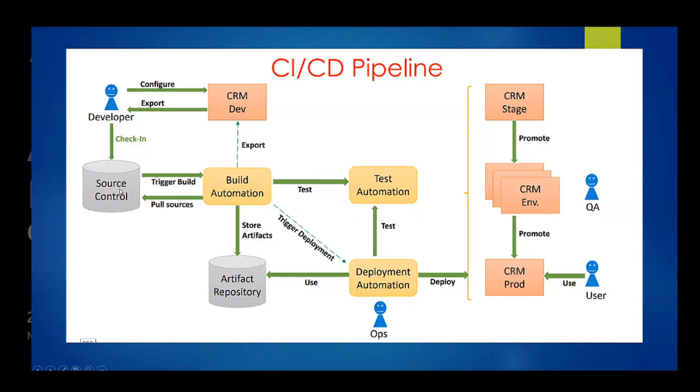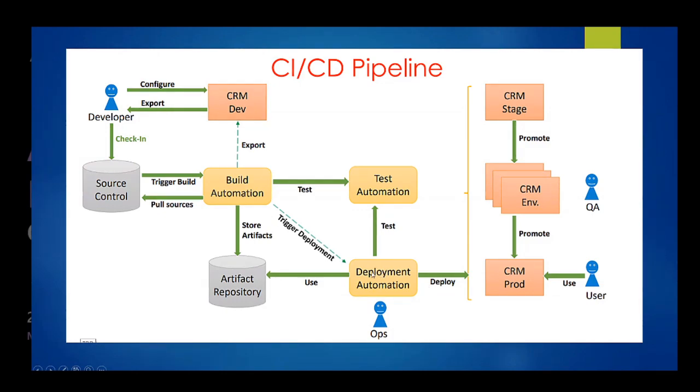Once the code is moved into the source control, the VSTS build definition automatically triggers, and with the solutions in the source control, it forms the CRM solution and moves it to the artifacts repository. We also have a test automation framework which we have written that triggers based on the VSTS build definition, does the test automation, and publishes the results. Based on the results, we trigger the deployment.